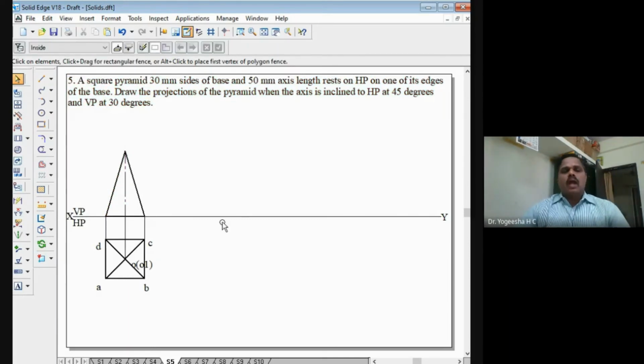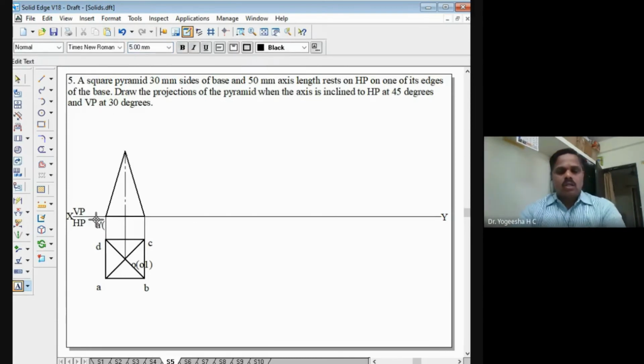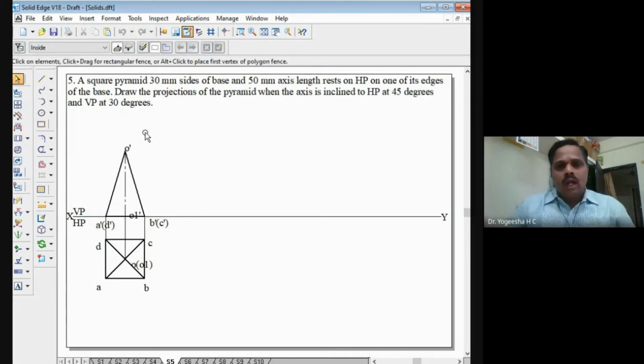So this is how the pyramid looks in the first set of views, wherein the whole of the base of the pyramid is on HP, and in the front view, the axis is vertical. You can see here. So the corners we'll mark here, A dash in the bracket D dash, and this point is B dash in the bracket C dash. And this point is O dash, that is the apex of the pyramid, and O1 dash is the end point of the axis on the base. So this is how we draw the first set of views, wherein the whole of the base of the pyramid is on HP and the axis is perpendicular to HP.